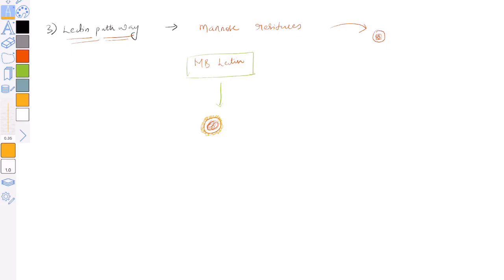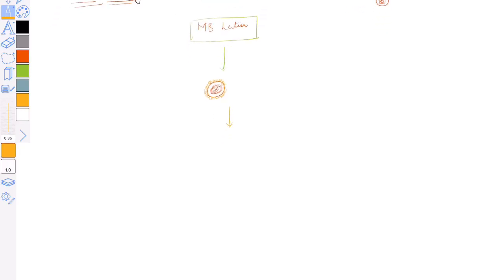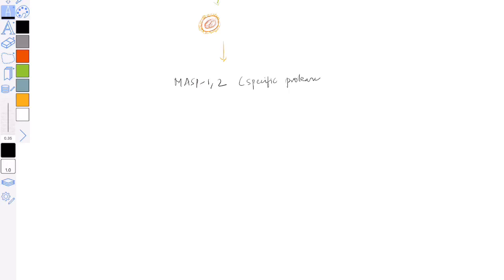Okay, so all these contain mannose residues on the surface. Whenever they come into action, the MBL is going to activate. Once this activation is done, MBL is going to lead to the activation of specific proteases. There are a few specific proteases like MASP1 and 2 which are present in the body. So these are going to get activated. These are specific proteases. So this is in turn going to activate the C1.